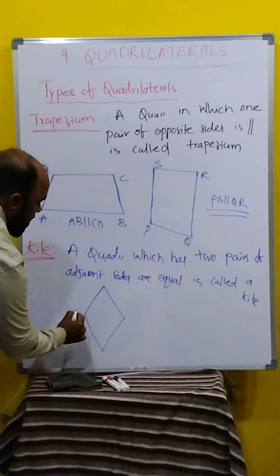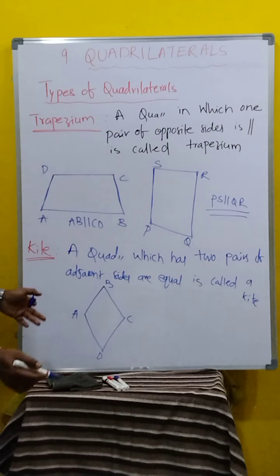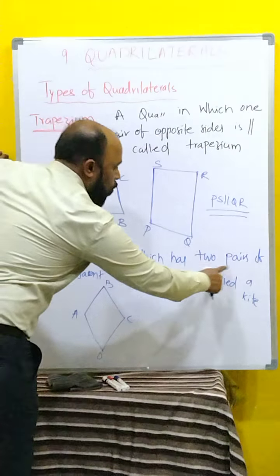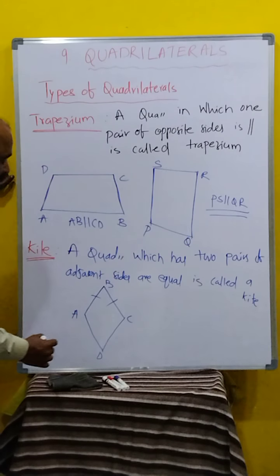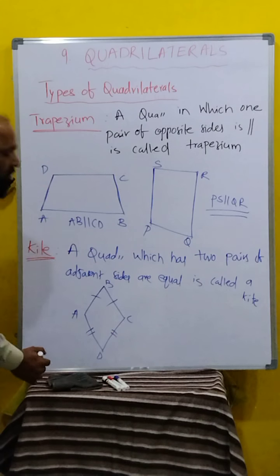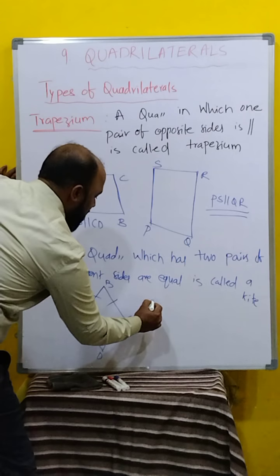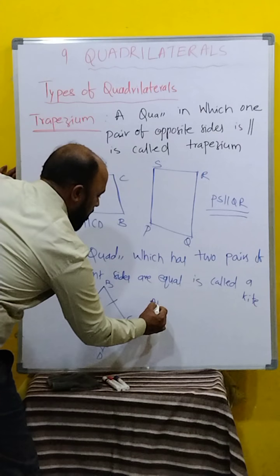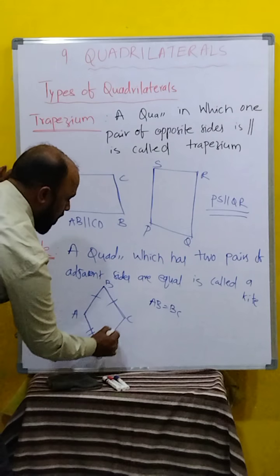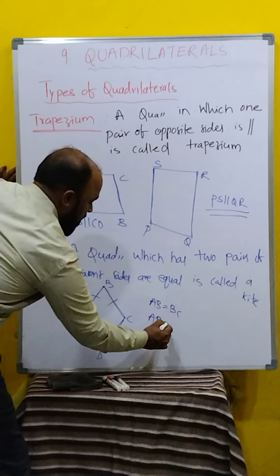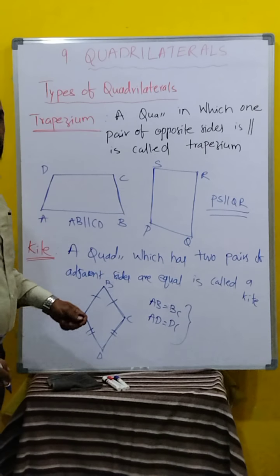Suppose we have A, B, C, D. It's a quadrilateral. Then what is the condition? Two pairs of adjacent sides are equal. Yes, this one is equal, and these two are also equal. Then it is a kite. Here ABCD is a kite. That means AB is equal to BC, two adjacent sides. And next, these two are equal, that is AD is equal to DC. Two adjacent sides are equal. This is a kite. Clear, children?